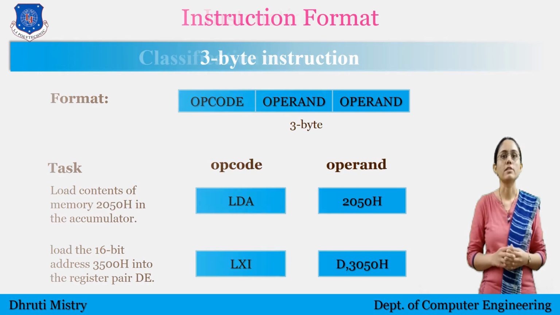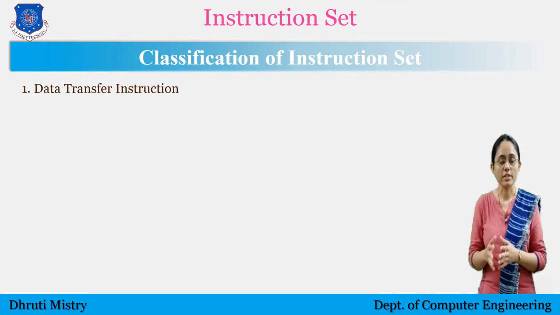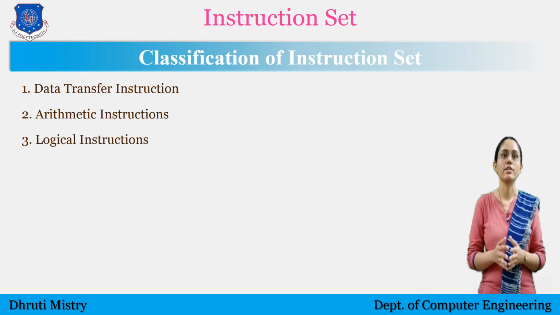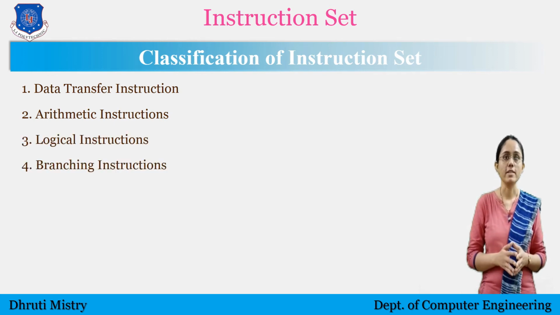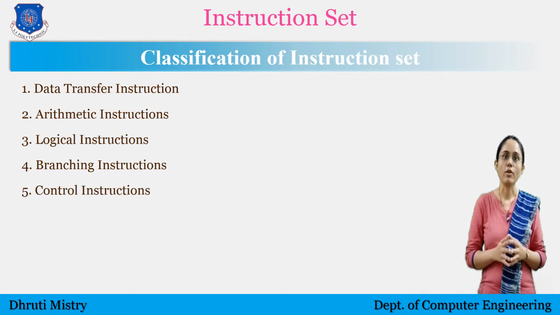Now, we will learn the instruction set. All the instructions of the 8085 microprocessor are classified into 5 categories. First, data transfer instructions. Second, arithmetic instructions. Third, logical instructions. Fourth, branch. And last, control instructions. These instructions are of Intel Corporation. They cannot be used by other microprocessor manufacturers. The programmer can write a program in assembly language using these instructions.